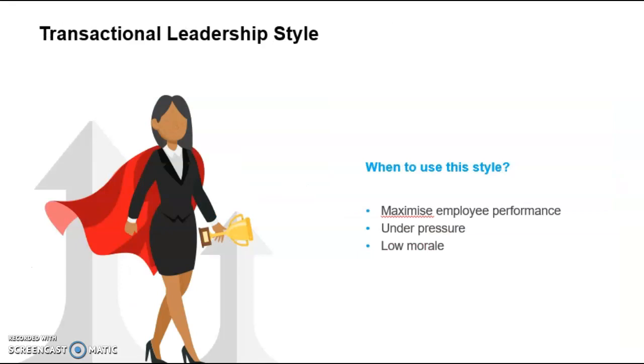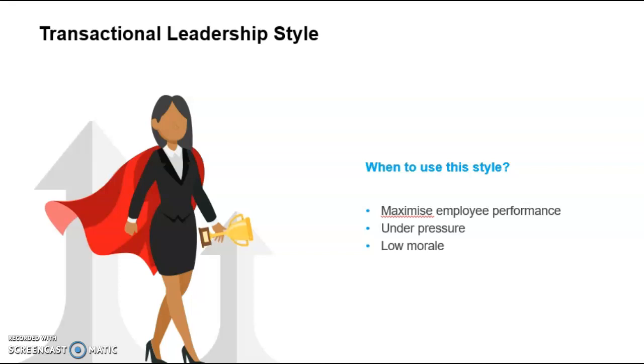Right, we're on to the fourth one now, the transactional leadership style. Remember, this is the give and take leadership style. So when do we want to use this? We want to use this when the business wants to maximize employee performance, when deadlines have to be met on short notice or when there's huge pressure. You want to use it when workers have low morale because you want to give them a reward for achieving things.